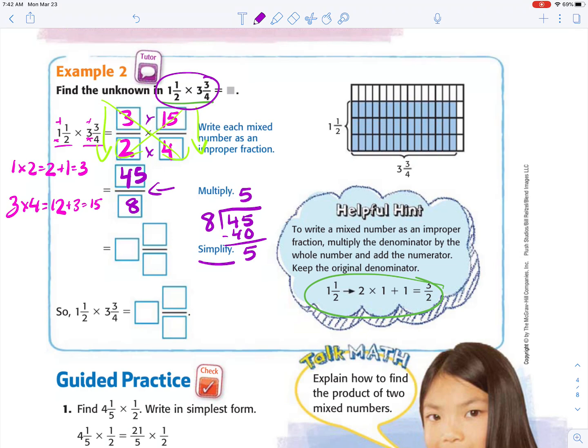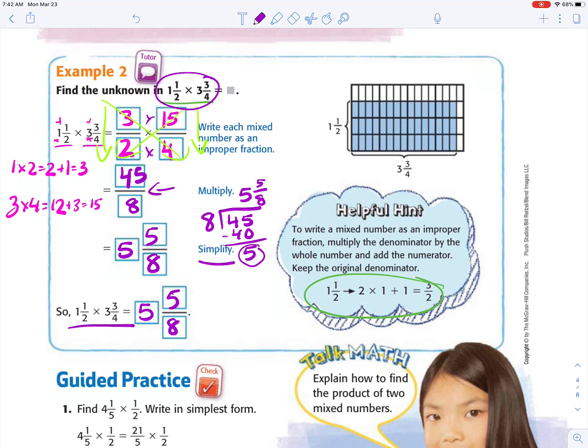Now, if I want to make a fraction using this, all I do is take 5 as my numerator, and 8 as my denominator, and my new answer is 5 5/8. So 1 1/2 times 3 3/4 is 5 5/8.